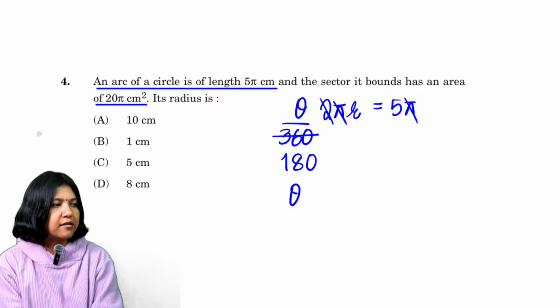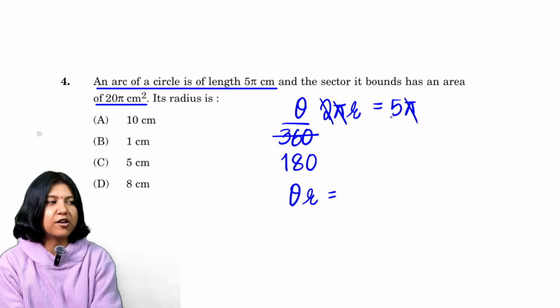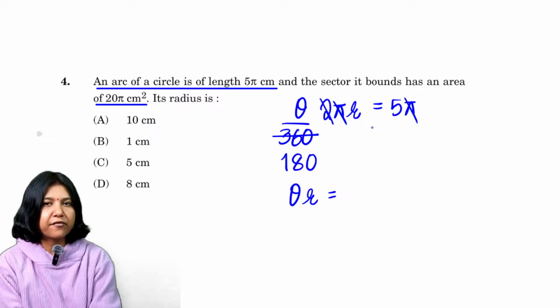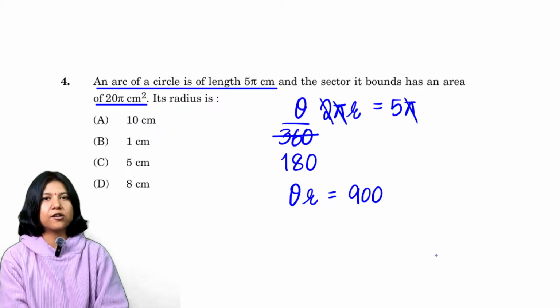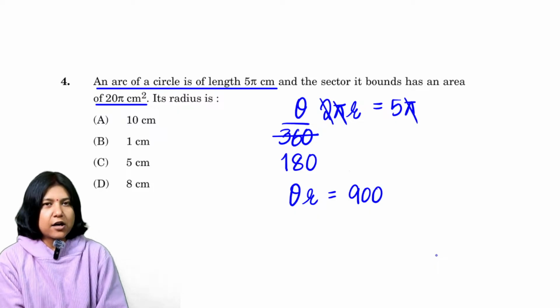So I'll do one thing, I'll write down theta r equals to, again 180 is the denominator this side, so I'm going to take it to the other side to make it the numerator. 18 times 5 is 90, so 900. Okay, I got the answer that theta r equals 900. For now, I can keep it as it is.